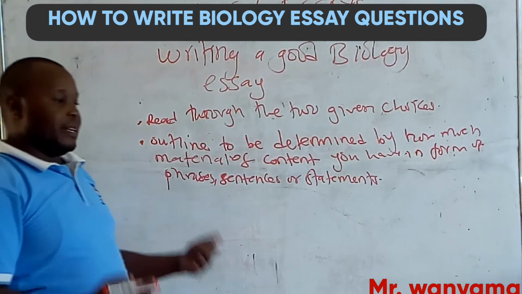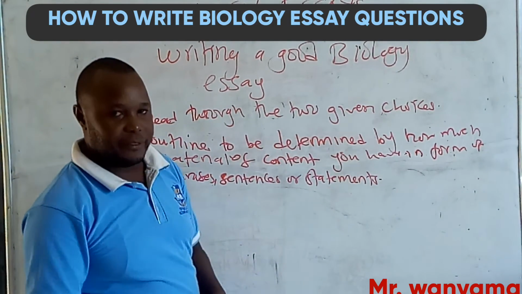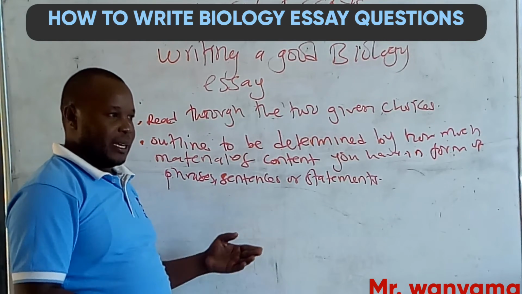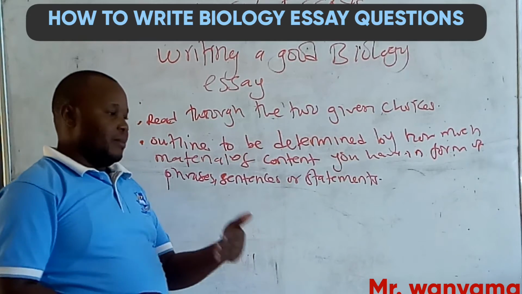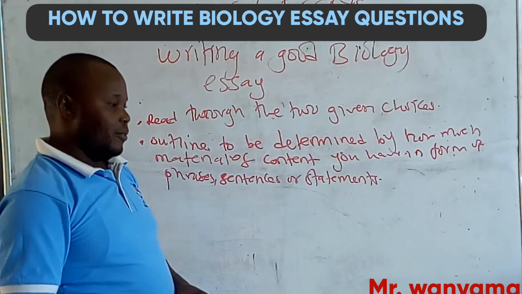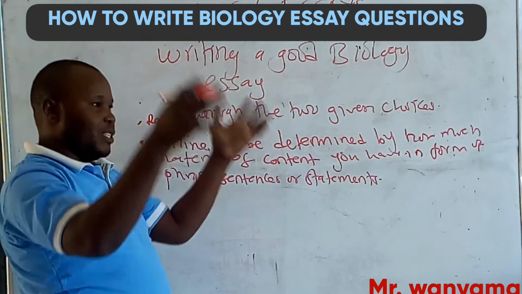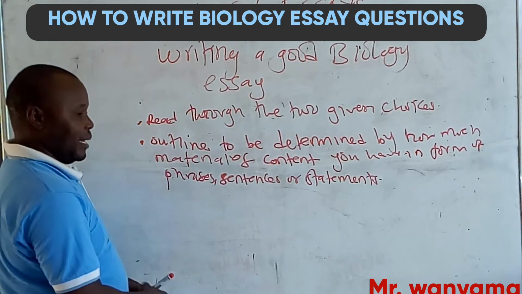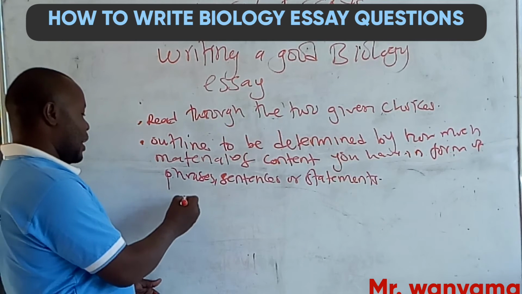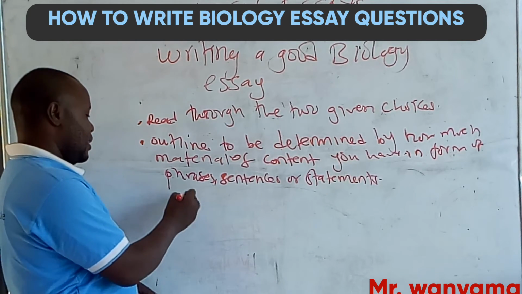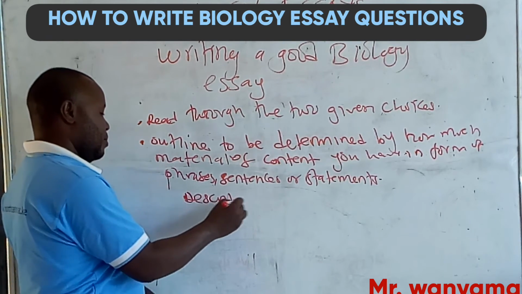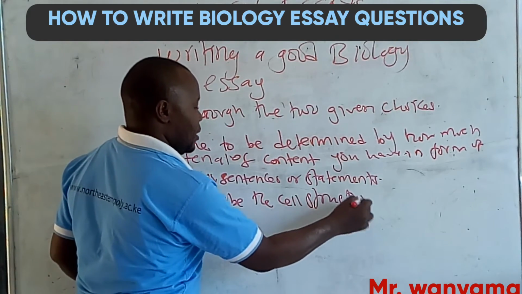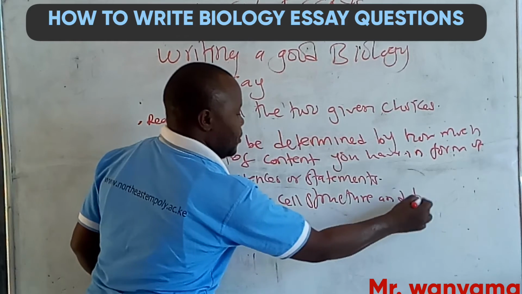Like, describe the cell structure and its functions. Which type of outline are you going to make? Look at the cell structure. What are the parts of the cell? So make an outline. For instance, this is the question: describe the cell structure and function.